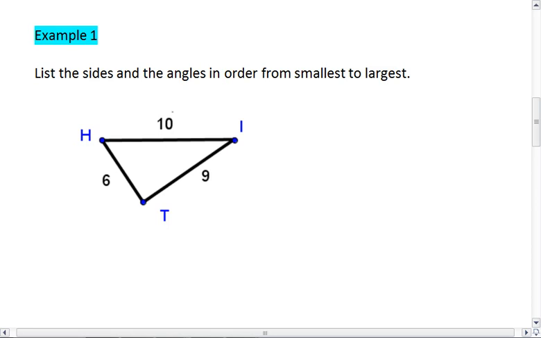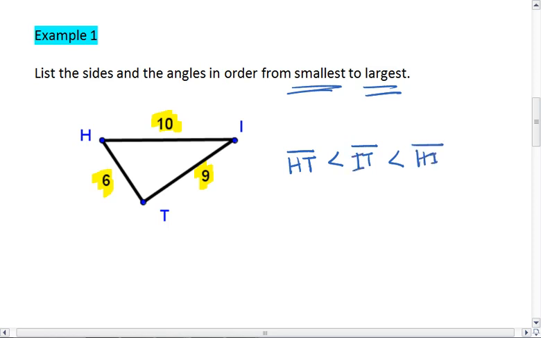Okay, for sides, we want to go from smallest to largest. Our smallest side is 6, and that's side HT, which is smaller than 9, that's side IT, and that is smaller than 10, which is side HI. Those are our sides. Now let's look at the angles.